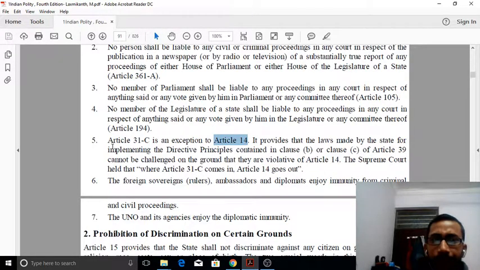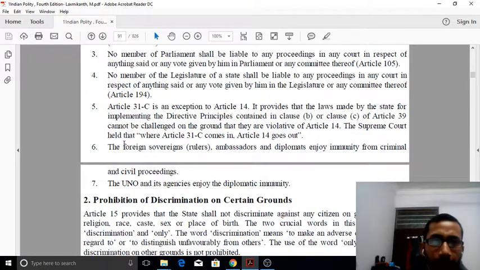Article 31C is an exception to Article 14. It provides that a law made by the state for implementing the directive principle contained in Clause B or Clause C of Article 39 cannot be challenged on the ground that it is violative of Article 14. Where Article 31C comes in, Article 14 goes out.